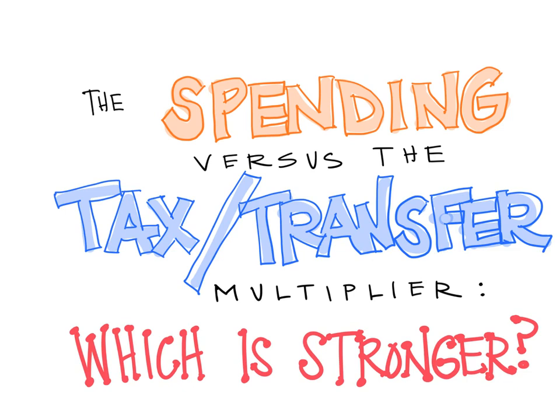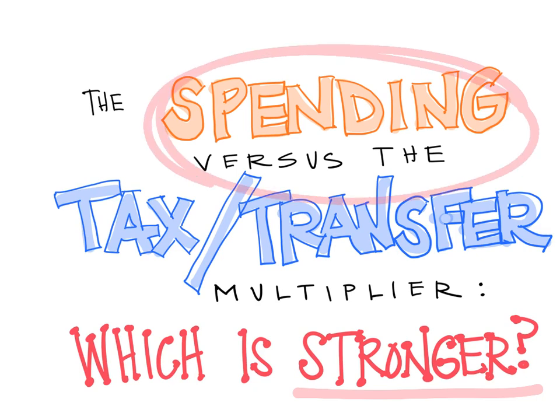So back to the original question, which of these two multipliers is stronger? The answer is going to be spending. Yay, spending multiplier.